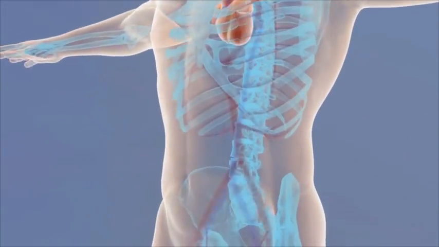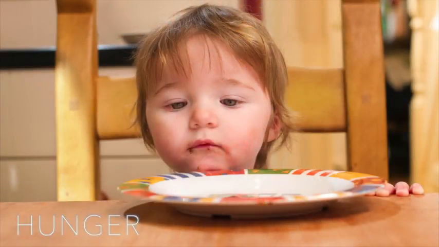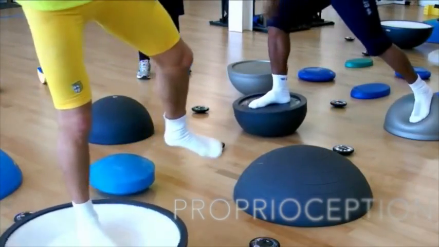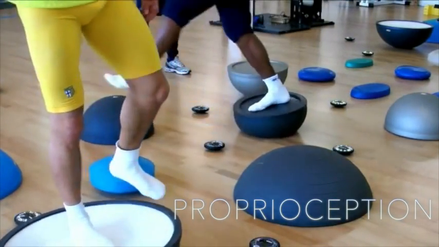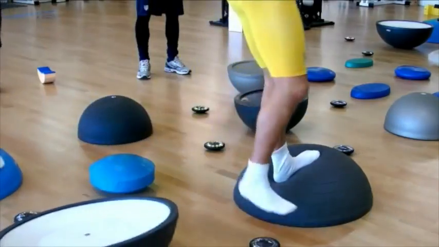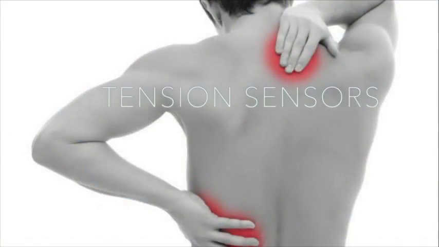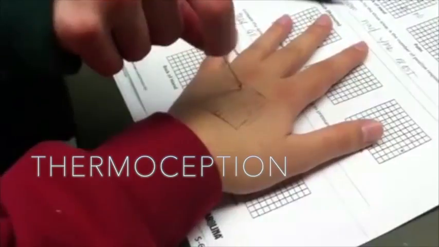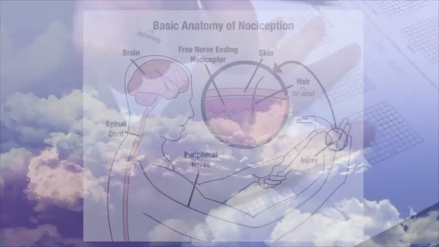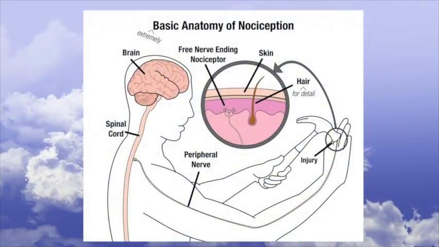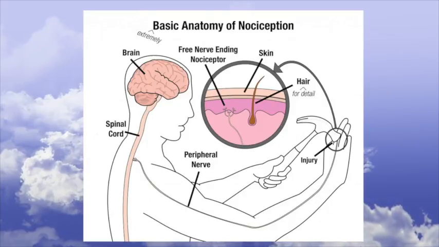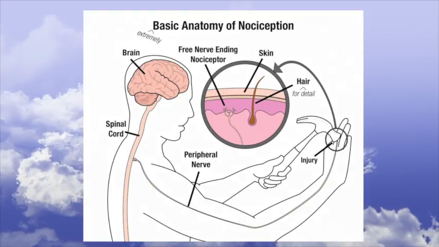Other senses include hunger for when we are hungry, thirst for when we are thirsty, proprioception, the ability to sense where your body parts are relative to the other body parts. Tension sensors, the ability to sense muscle tension in the body. Thermoception, the ability to sense hot or cold. Nociception, the ability to sense pain. Not to be confused with touch, as this has its own independent, unique sensory system.